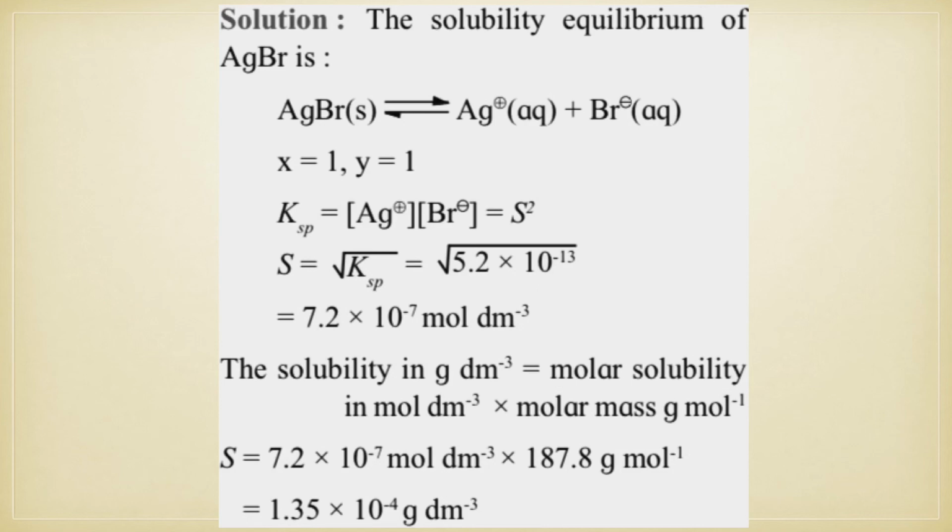I can find out solubility in gram per liter by using the formula. Solubility in gram dm raised to minus 3 is equal to molar solubility in mole dm raised to minus 3 into molar mass. So, that is equal to 7.2 into 10 raised to minus 7 into the molar mass given, 187.8. After solving, I will get the value as 1.35 into 10 raised to minus 4 gram per liter, or gram dm raised to minus 3.